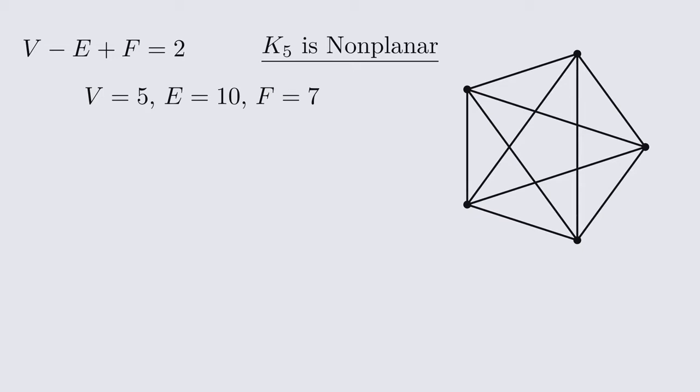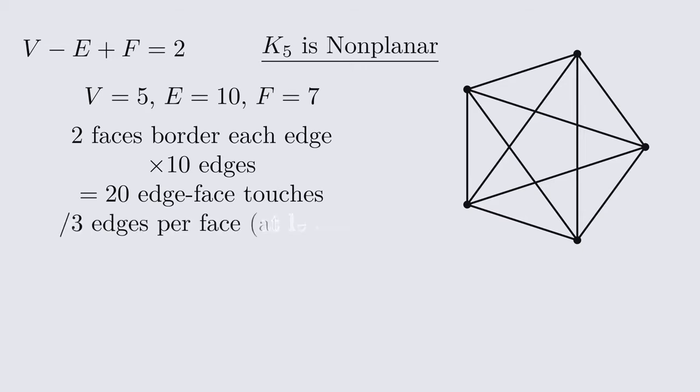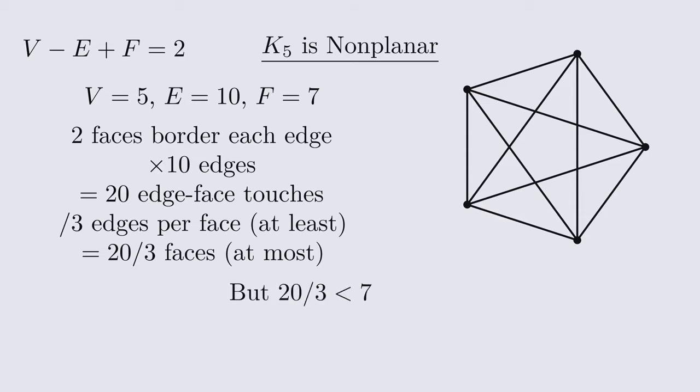Can we actually get the 7 faces we need? Well, each face has at least 3 edges, since there are no cycles of length 2 in K5. Also, there are 10 edges in K5, so they give 20 edge-face touches. Since there are 3 edge-face touches per face and 20 edge-face touches total, there are at most 20 divided by 3 faces in K5. Since that is less than 7, that is a contradiction. Therefore, we know that K5 is non-planar.